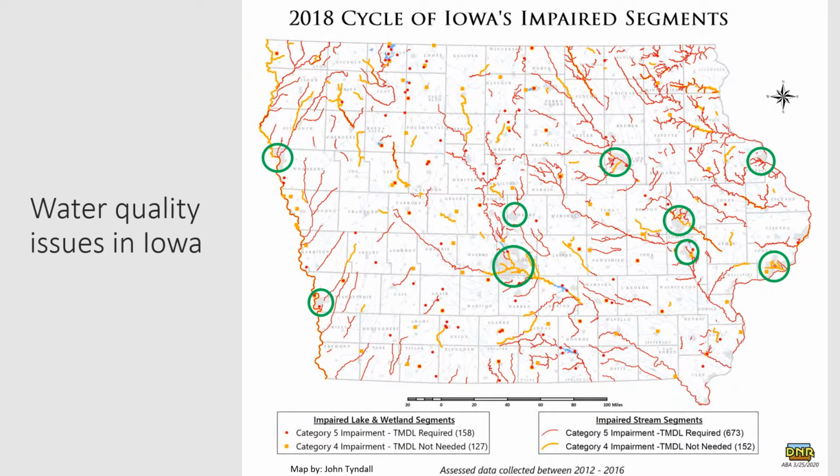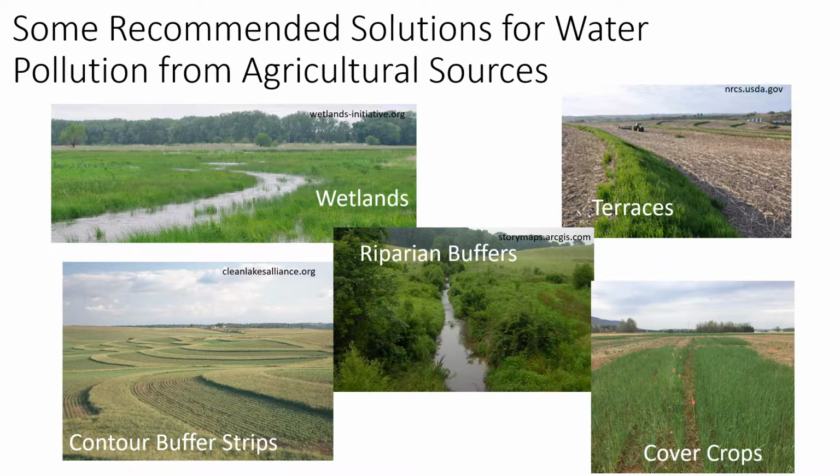As I'm sure many of you are aware, there are a lot of water quality issues in the state of Iowa. Here you can see in orange and red all the impaired waters in 2018. And these are mostly due to nutrient runoff from farm fields. So in an agricultural state like Iowa, we have a lot of nutrient runoff, causing a lot of issues.